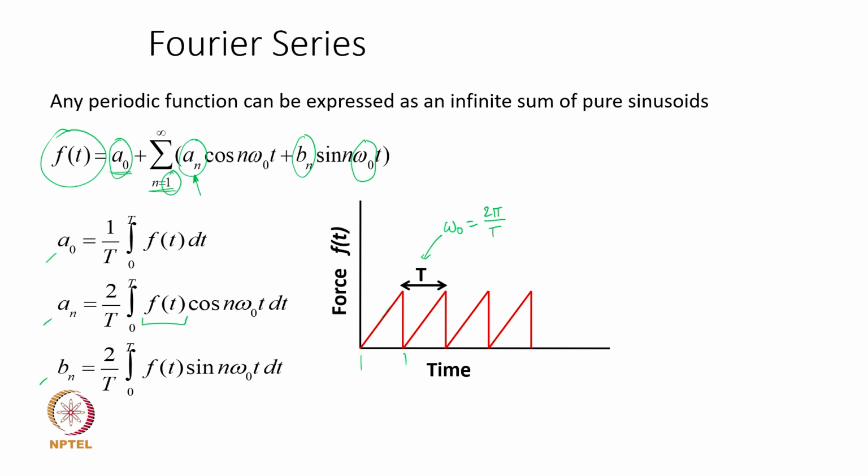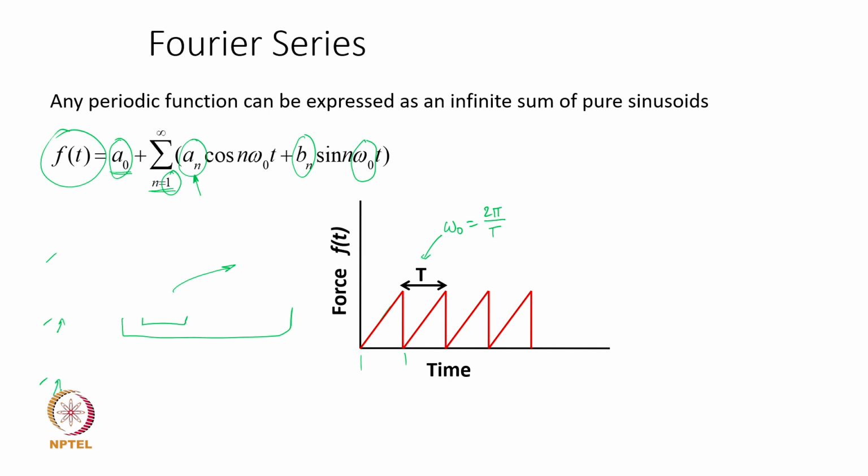So, ultimately if I want to replace the original time function by its component sinusoids, then I need to capture this f of t in a mathematical form and evaluate this integral, so that I know what their individual amplitudes are.